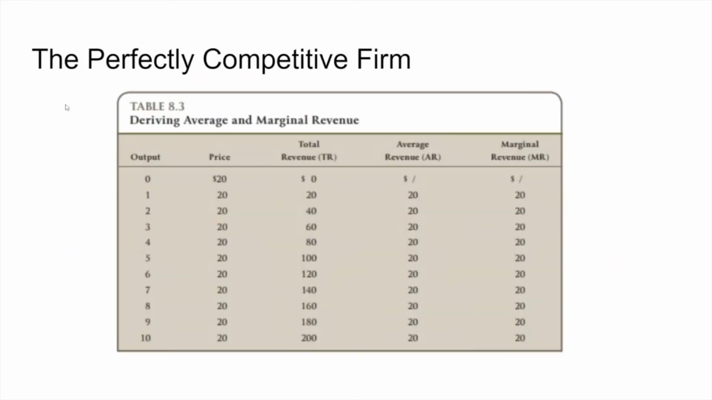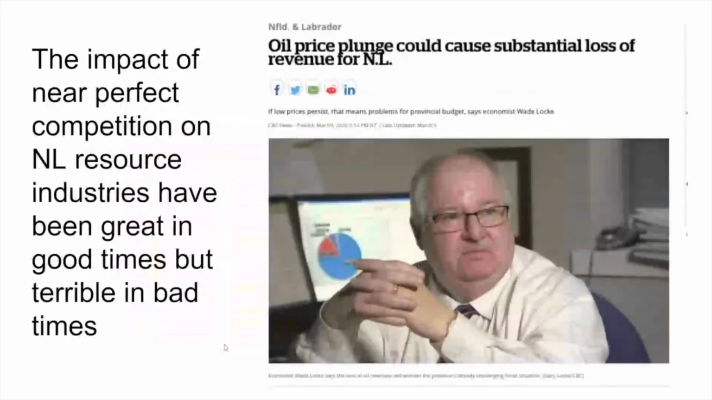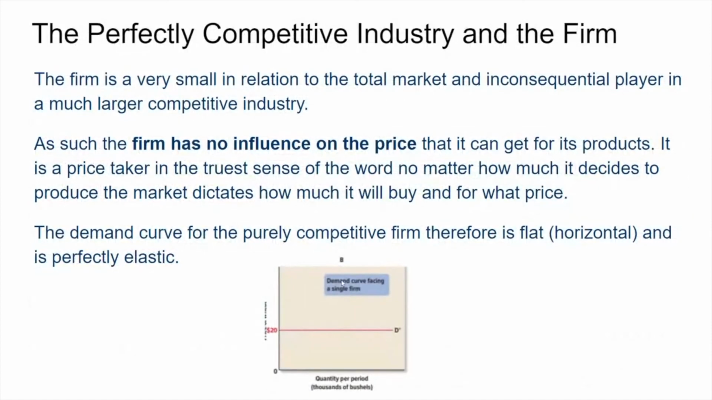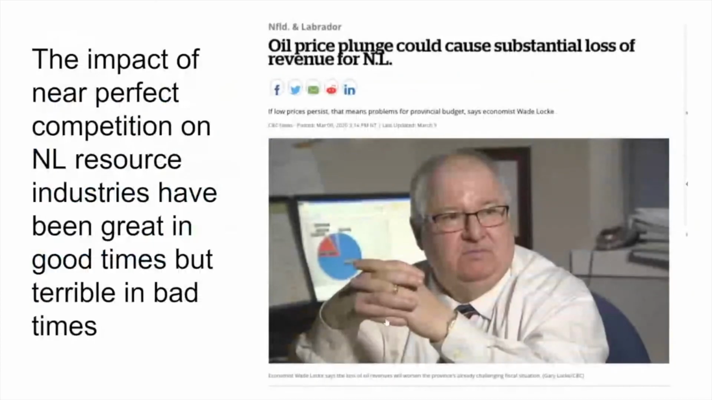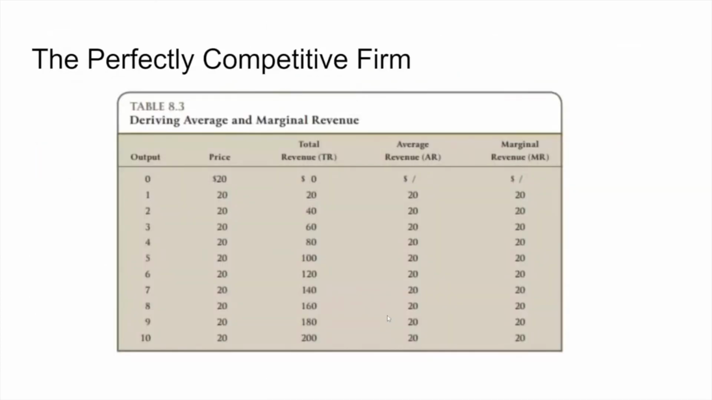So here's an example. We've got output from 0 to 10 here, and we see that the price across that range is $20. Now, we've just seen that the $20 is going to be consistent regardless of what quantity is produced, because that, by definition, is a perfectly competitive environment. We don't set the price. So remember, this is the firm we're looking at. We are one small player in the industry. The industry price is set at $20.